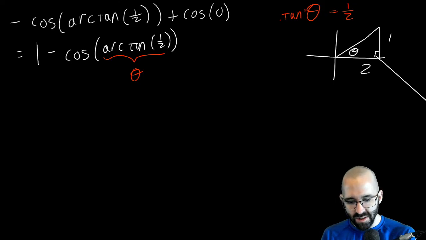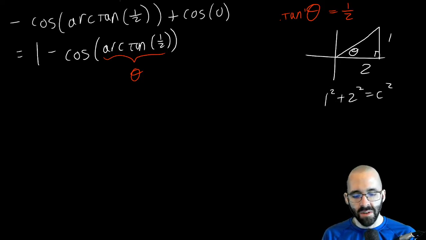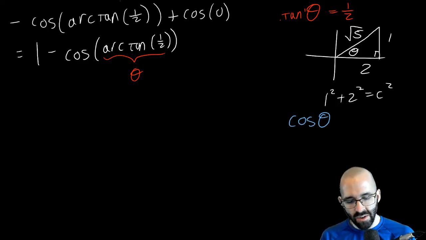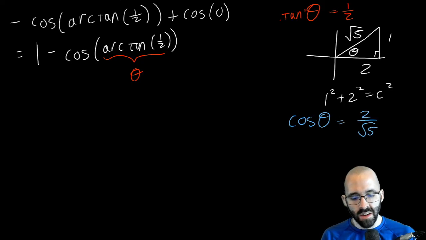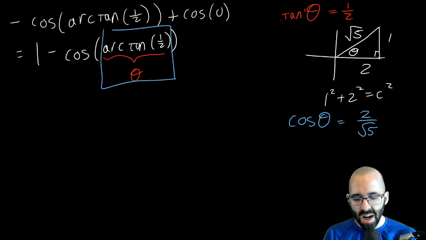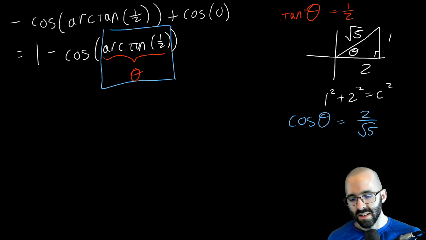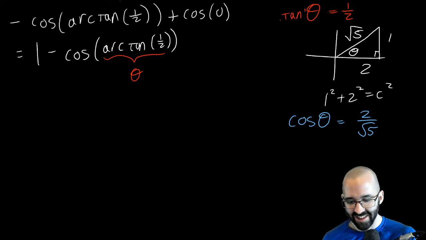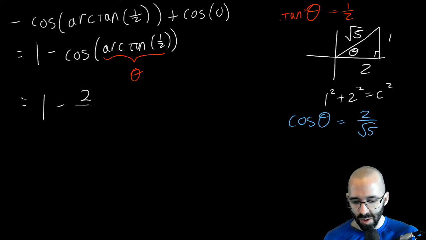So what is that hypotenuse? Well, a squared plus b squared equals c squared. It's going to be the square root of 5. So cosine of arctangent of 1/2 is just the cosine of this theta down here, which is adjacent over hypotenuse. Even though I'm almost positive we can't find this exactly, we can find the whole thing exactly. We get 1 minus 2 over square root of 5, which is perfectly fine for me.